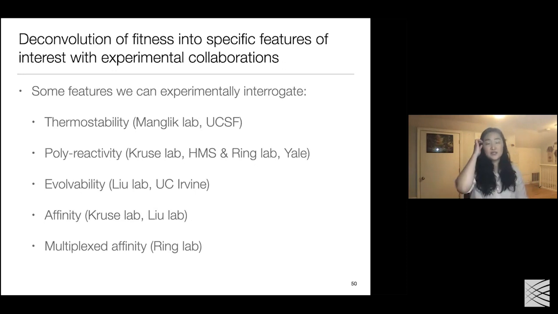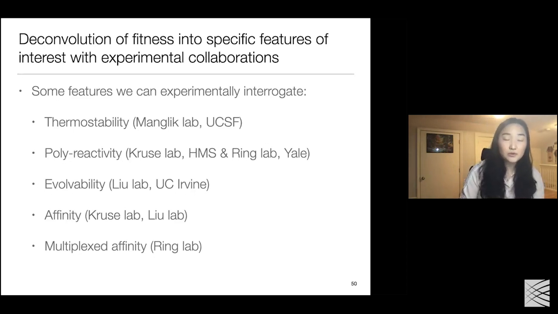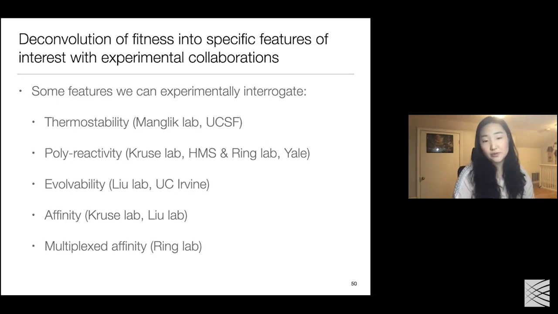And so this brings me to this fabulous team of collaborators all in this nanobody research. One feature that we can interrogate experimentally is thermostability. And this is work with the Menglik lab at UCSF. And polyreactivity, which is done with the Cruz lab at HMS and the Ring lab at Yale. Evolvability, which is done with the Liu lab at UC Irvine. And affinity, which is done with the Cruz lab and the Liu labs. And then multiplexed affinity, which is done with the Ring lab.